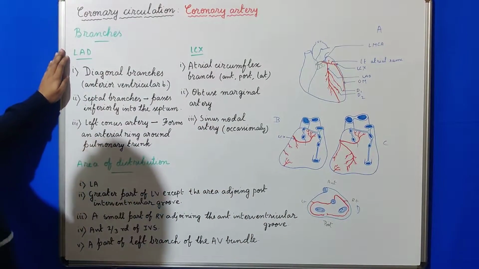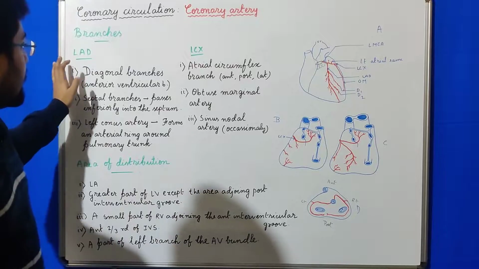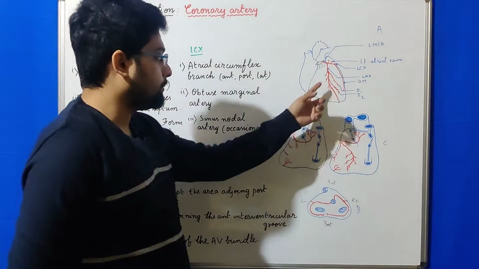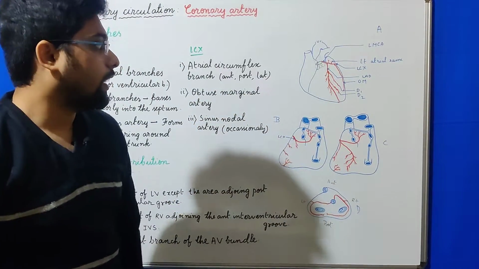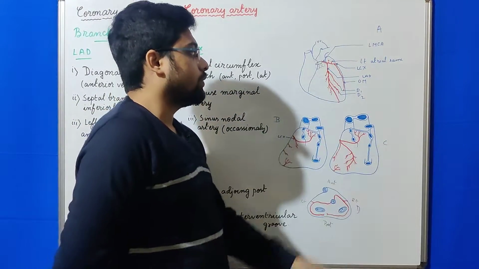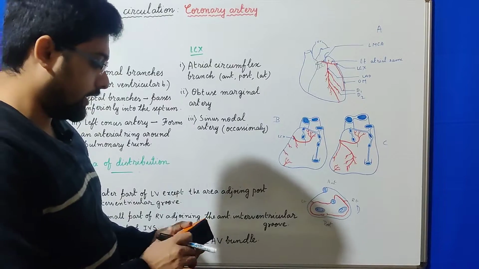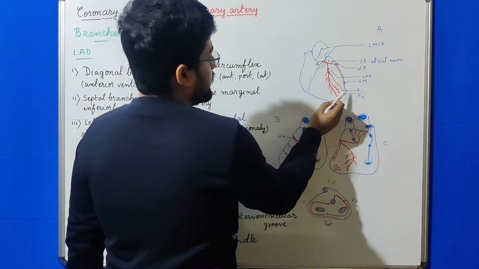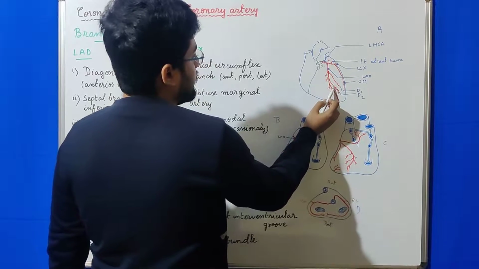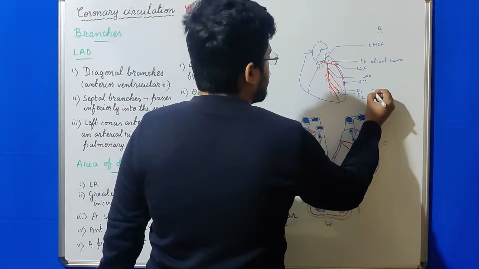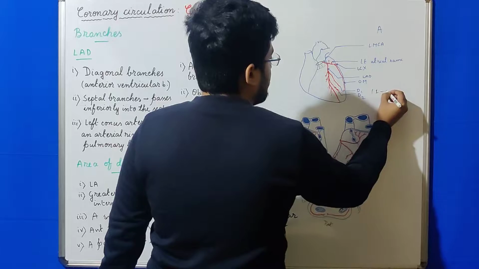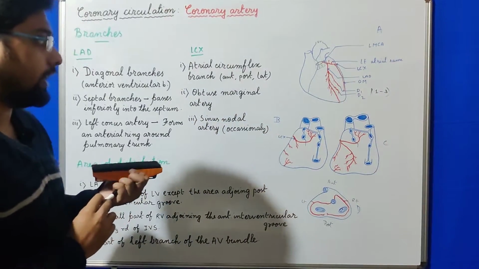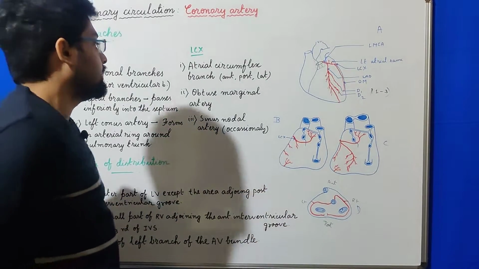The branches of left anterior descending artery are diagonal branches or anterior ventricular branches. They are usually 1 to 3 in number. They are represented as D1 to D3. This is D1, D2. These are the diagonal branches. The number of branches is up to 3, which are denoted as D1, D2 and D3.